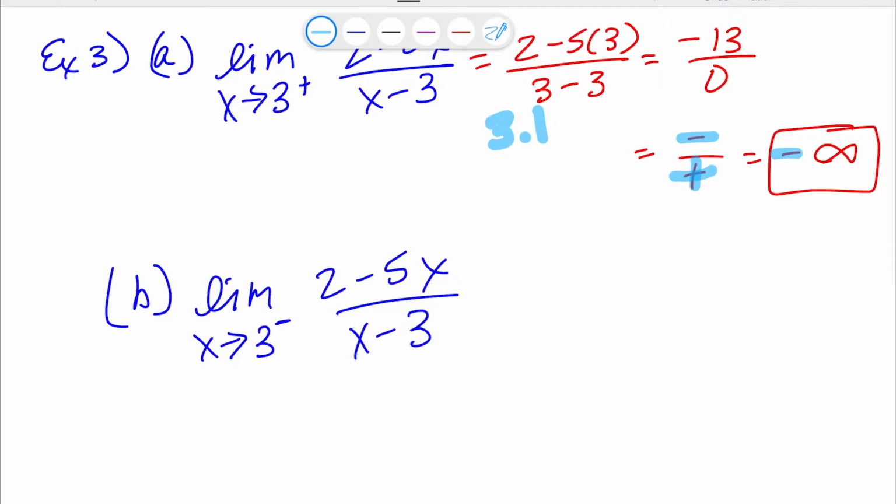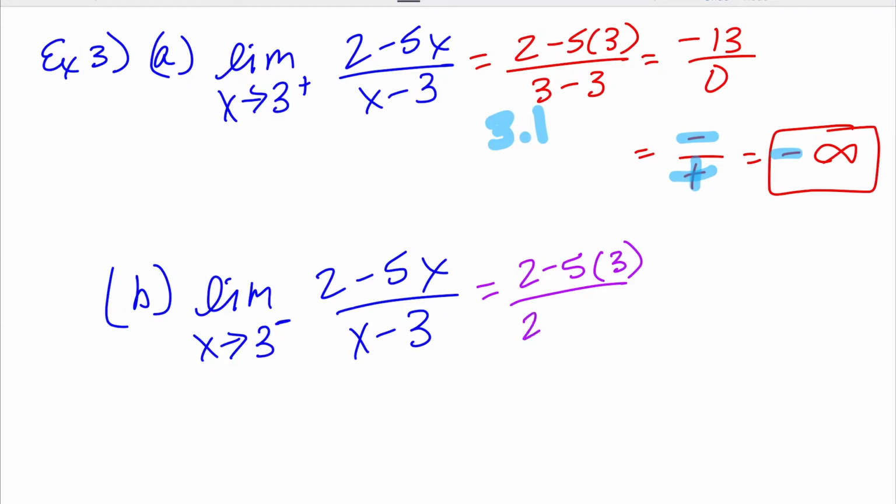Look at what's happening with this next one. Let's go purple on it. I'm going to plug it in again. I've got 2 minus 5 times 3 over this 3, but 3 is coming in from the left, so it's like a 2.9, right? Even if I make this 2.9, maybe that'll help sink this in a little bit. Because I'm approaching from the left, so just under 3 is what we're talking about. I know this number is still going to be bigger.